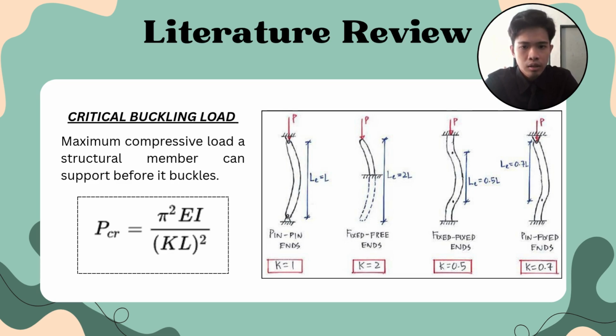Meanwhile, the next is the fixed-free end, a column with one end fixed and the other end free, resulting in a K value of 2. For the third figure, it showcases a column with both ends fixed, resulting in a K value of 0.5. Lastly, the fourth illustration exhibits a column with one end fixed and the other end pinned, yielding a K value of 0.7.